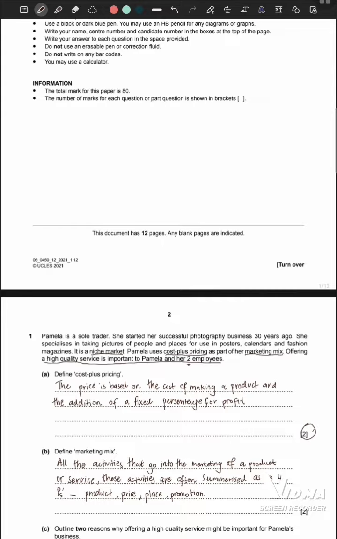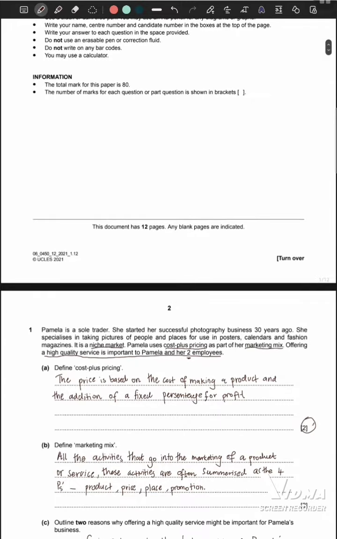So marketing mix is all the activities that go into the marketing of a product or service. These activities are often summarized as the 4 P's: product, price, place, and promotion. You don't really have to follow these in order. Any order is fine as long as you mention the four P's.